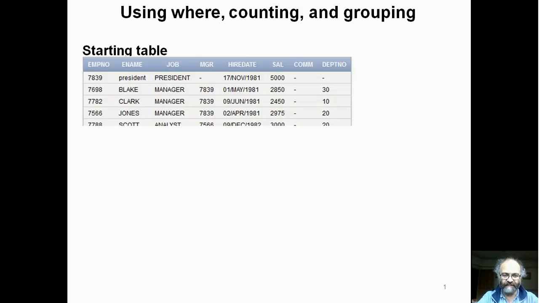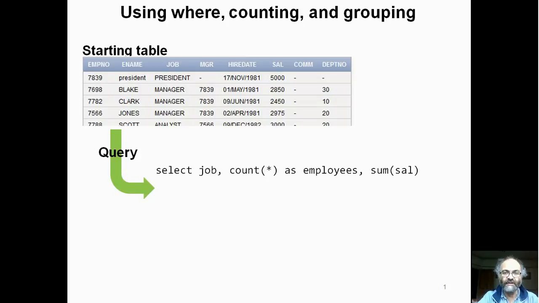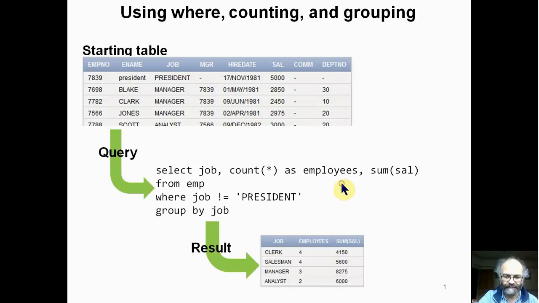Starting with a table of data, you might make a query like this, select some columns and some calculations. So job, a column, but also counting, summing, calculations from the table using some where criteria, and finally grouping the data. That gets us some results organized according to the group we asked for.